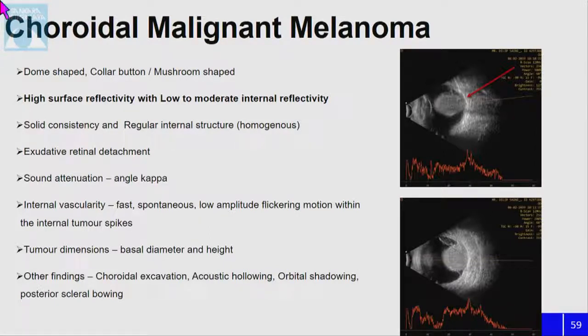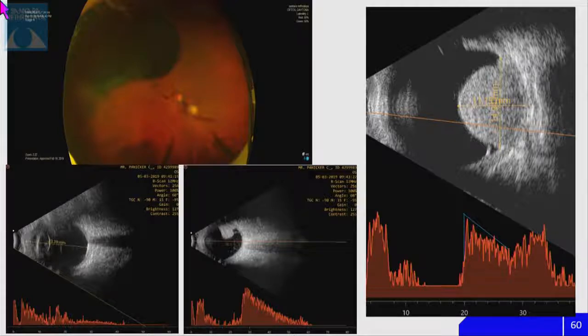And for internal vascularity, fast instantaneous echoes are seen. Then we have to tell about the tumor dimensions. Other findings can be choroidal excavation, which is seen here. It is considered an illusion and can be seen in other choroidal masses also. Orbital shadowing and posterior scleral bowing can also be present. So this is a choroidal malignant melanoma with anterior ciliary body extension also.